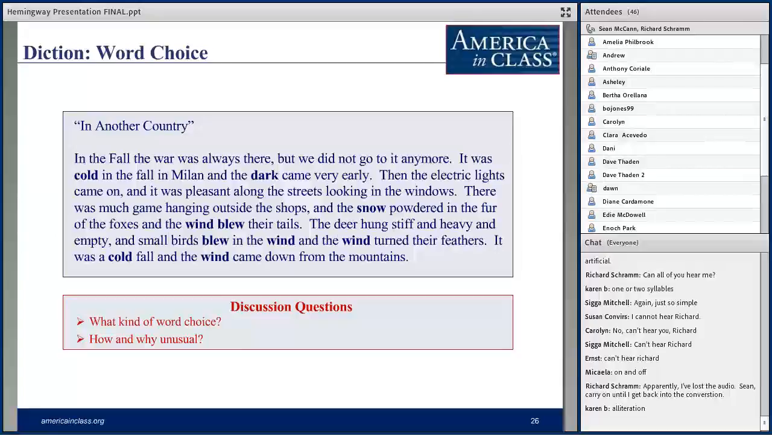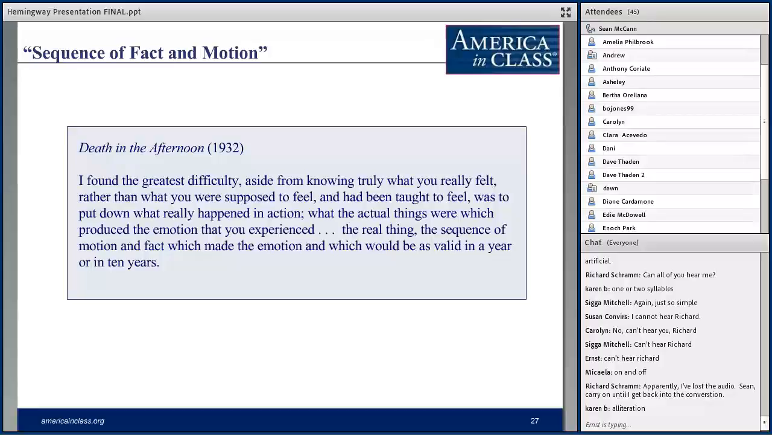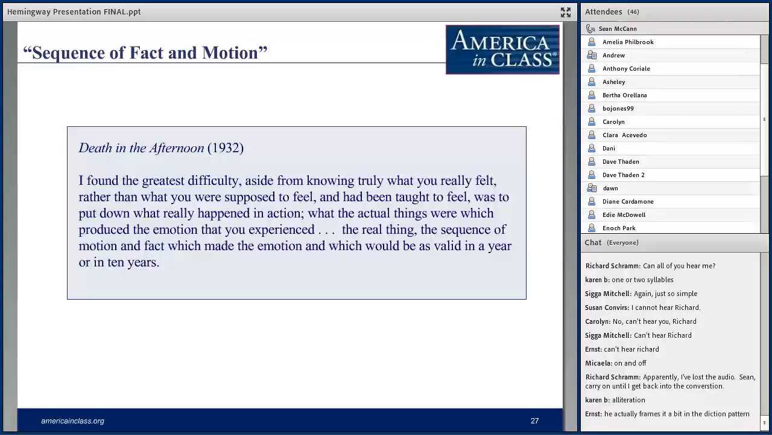But that's kind of abstract. So why don't we turn to the thematic implications of the story. Hemingway famously said about this kind of writing later on, I found the greatest difficulty, aside from knowing truly what you really felt rather than what you were supposed to feel, almost as if in experiments in social psychology, that is, psychology wants to test for your implicit bias, not what you want to say about yourself, but the way you actually think. Hemingway similarly says, look, I want to render what I truly feel, not what I'm supposed to feel in the world of acceptable opinion.